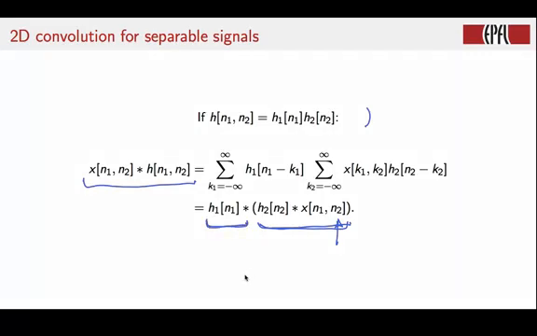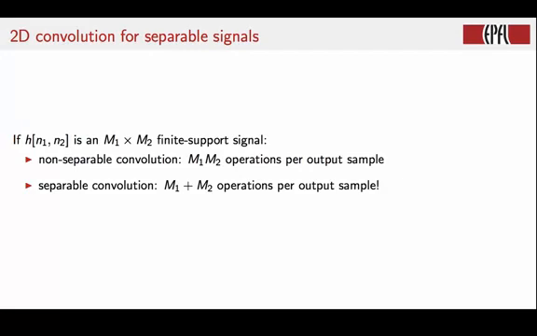The consequences of this split are extremely important when we consider the computational requirements of the convolution operator. If H of N1 and N2 is a finite support signal, and the support is of size capital M1 times capital M2, this, by the way, is going to be the standard setup for FIR filtering operations in 2D. A non-separable convolution will require M1 times M2 operations per output sample, whereas a separable convolution will require M1 plus M2 operations per output sample, which is generally much, much smaller than the number of operations required in the previous case.